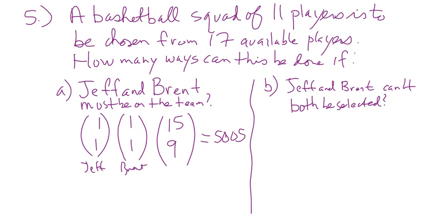So I guess maybe we got to work out 3 things, right? Jeff is and Brent isn't. Brent is and Jeff isn't, which is really the same thing, right? It's going to be the exact same. One is selected and the other one isn't, or the other one's selected and the one isn't. Or neither of them are selected.